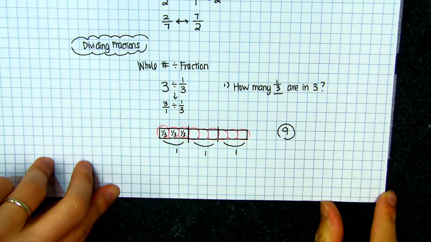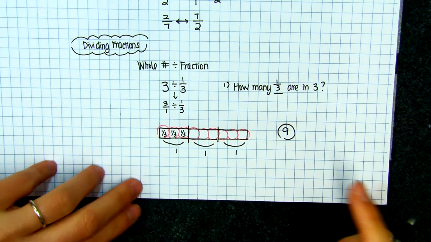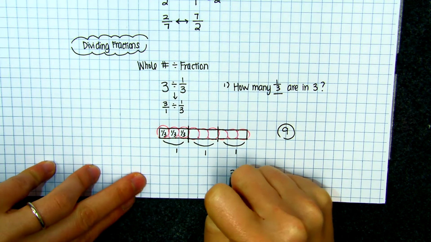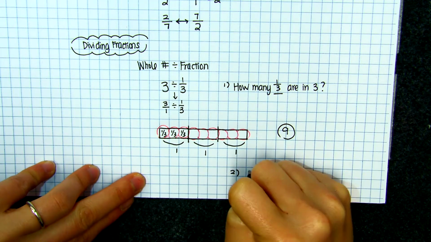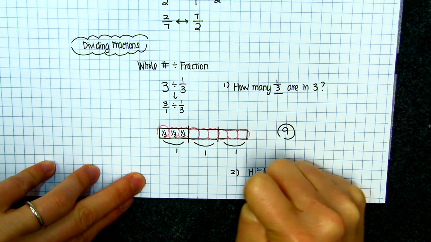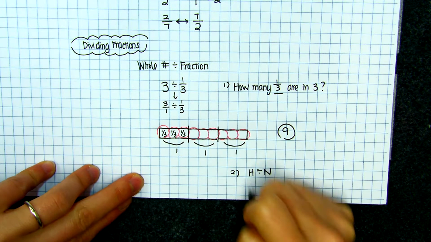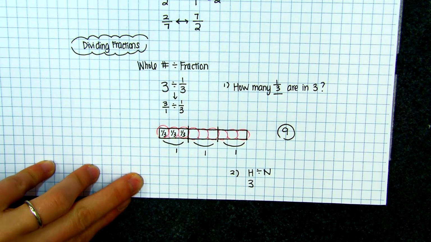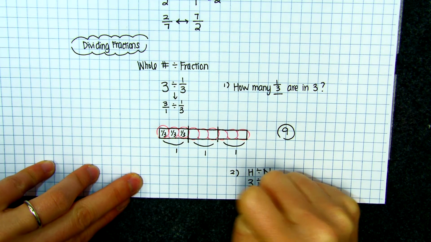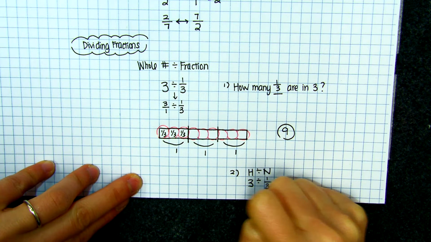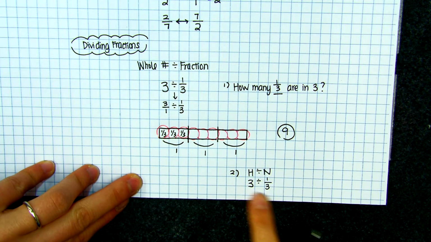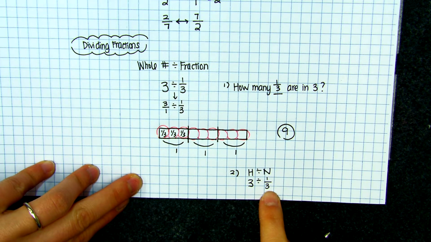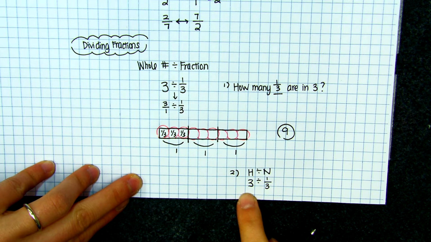Another way to think about how many 1/3 are in 3 is you can think about 3 divided by 1/3 as have divided by need. Okay. You have 3, but you want to group them into thirds. You have 3, but you need 1/3. So how many 1/3 do you have?